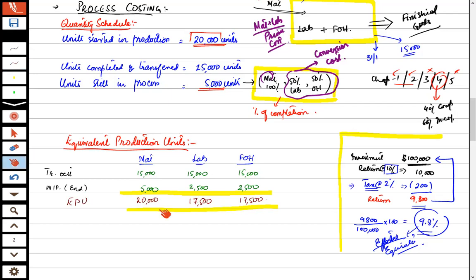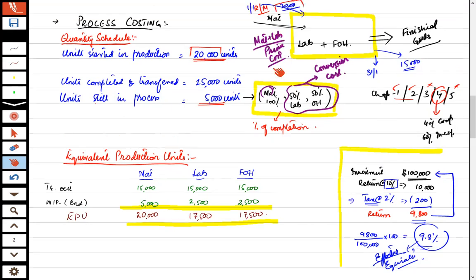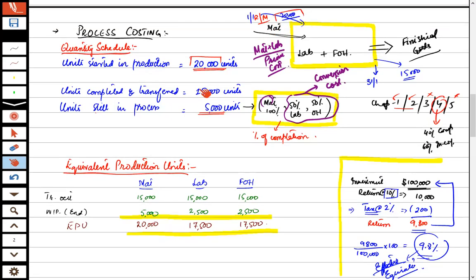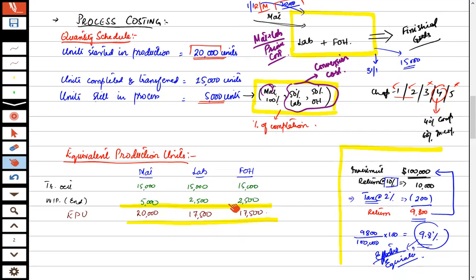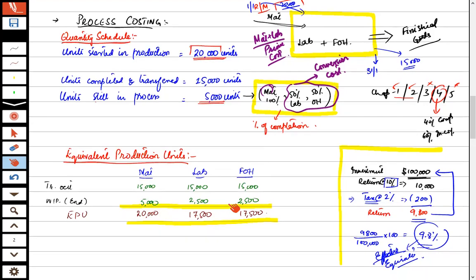What does this denote? It denotes that in all 20,000 units, material has been fully applied. Whether it is transfer out or whether it is WIP ending, the material is fully applied on all units that we have started in the beginning of the process. But labor and FOH are not fully applied on WIP. That's why this total is not equal to 20,000. Got the point? Got the trick? Any issue?